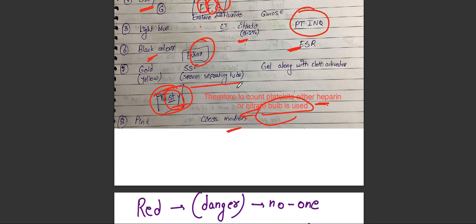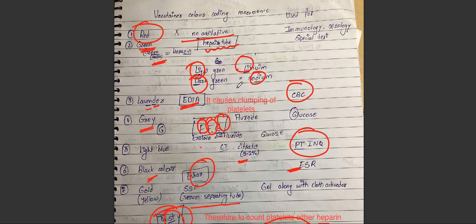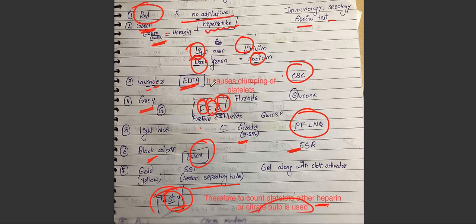Once again we can revise this with our mnemonics. Red contains no additive, and it is used for immunology, serology or some other tests. Green is for the heparin tube, also used for measuring the platelet count. Lavender is used for CBC, and its name contains itself, it is an EDTA substance.